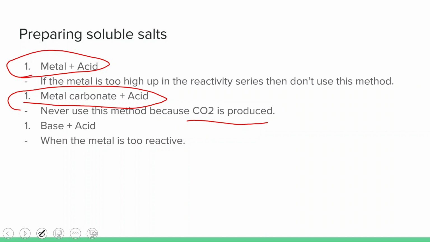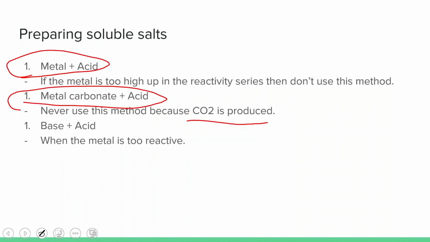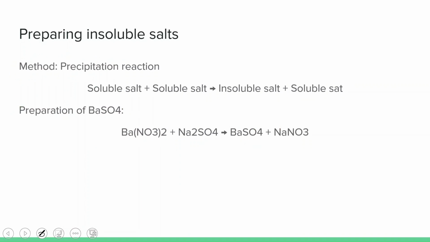And so we can use base plus acid over here. Let's say we have something like zinc. We could use zinc plus hydrochloric acid to give zinc chloride. That works. Now preparing insoluble salts.